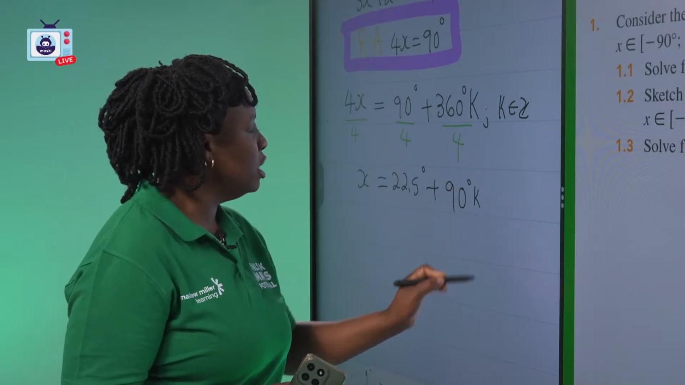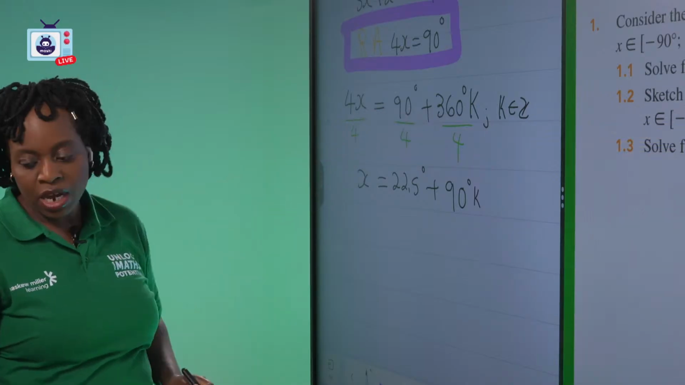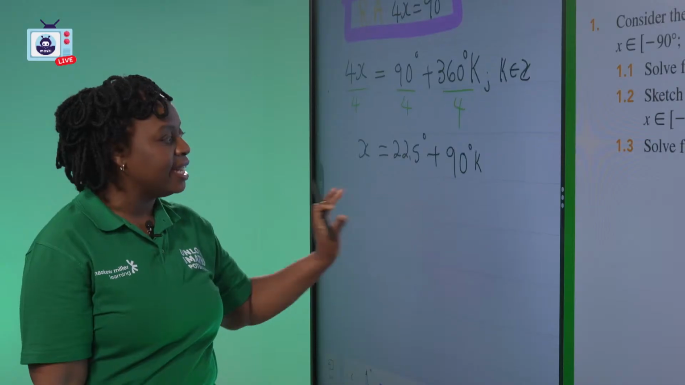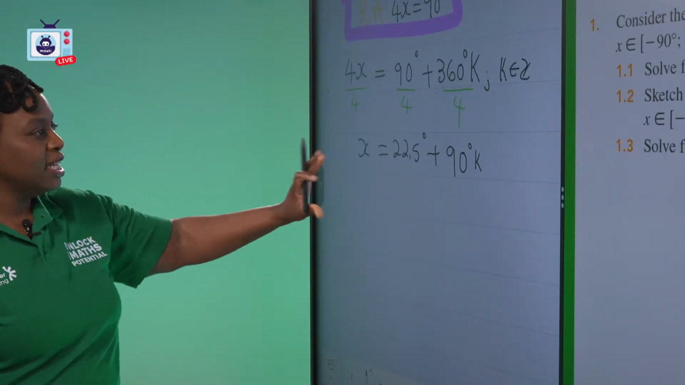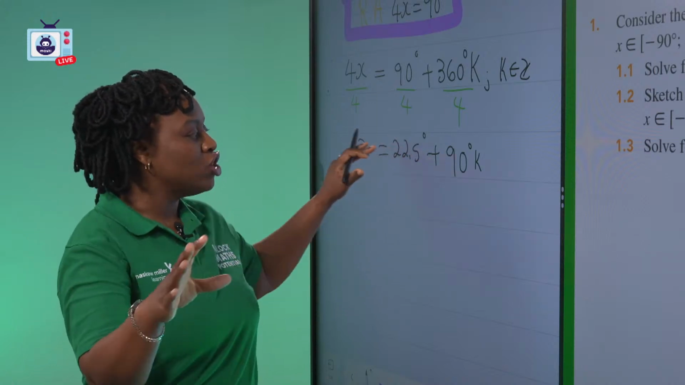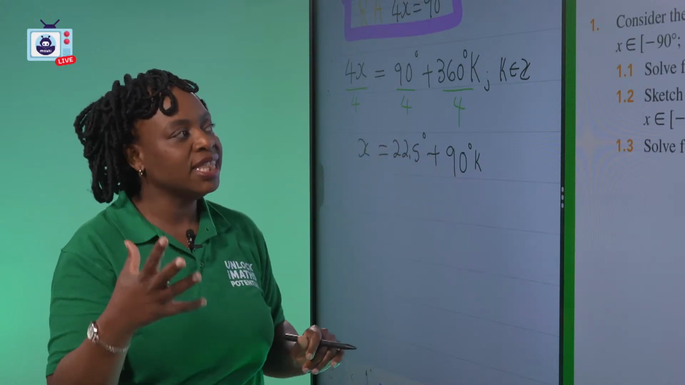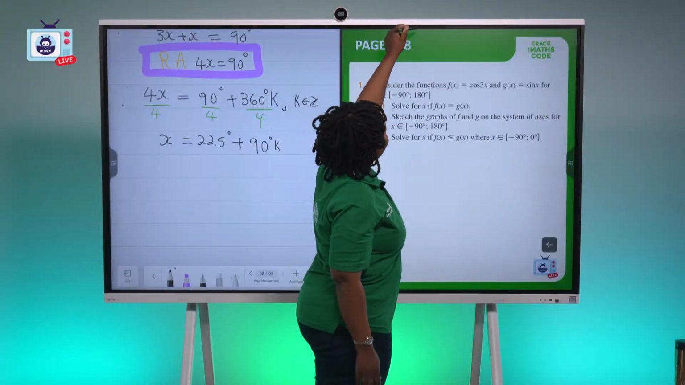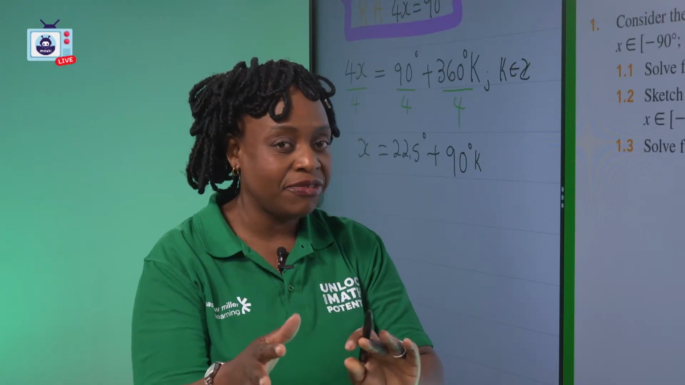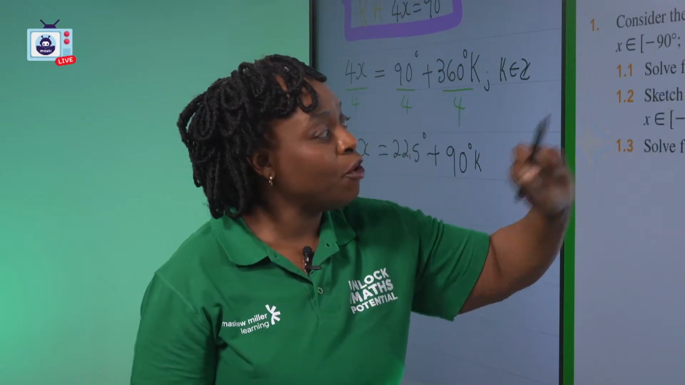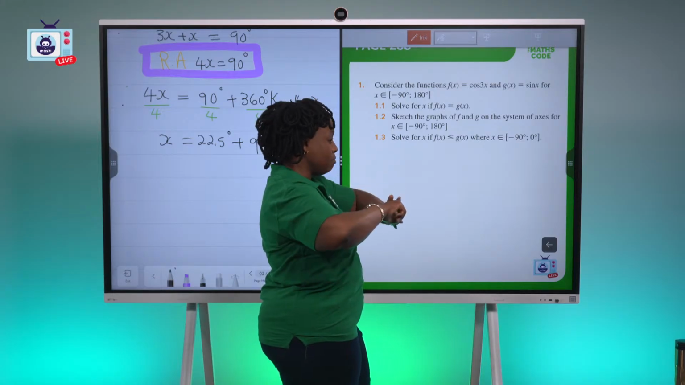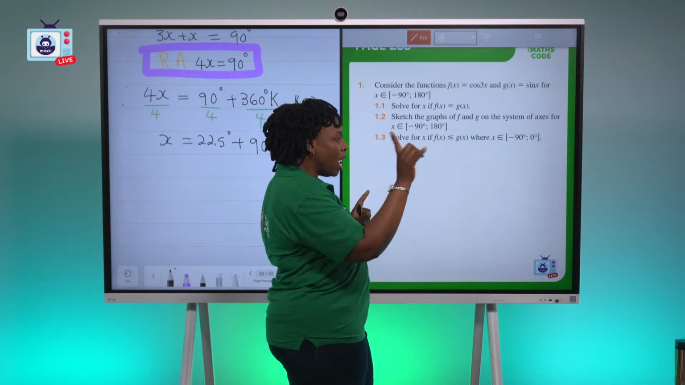There's no need for me to rewrite the statement where k is an element of the integers, because I've already said that. So this is the value of x in a general formula way. But what are they asking me? They want me to find the value of x where, if I had to draw the graph, f of x and g of x intersect.